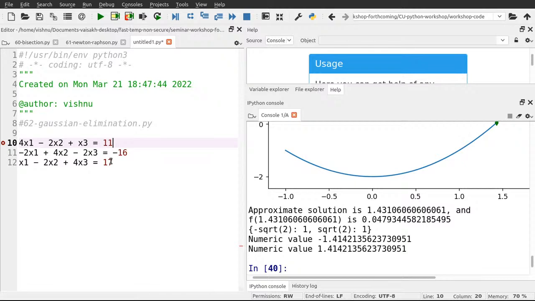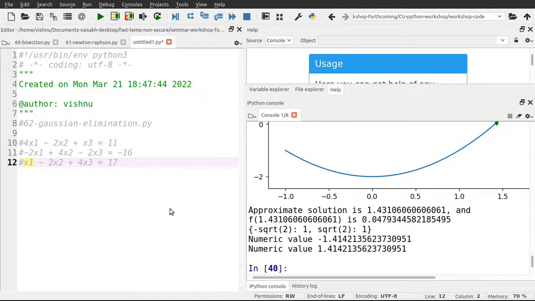So initially we will try to solve this concrete system, and after that we will try to see how to generalize this method for solving any system of equations. Okay, so let me just comment out this. Sorry, commenting out. Okay, so the equations are commented out.